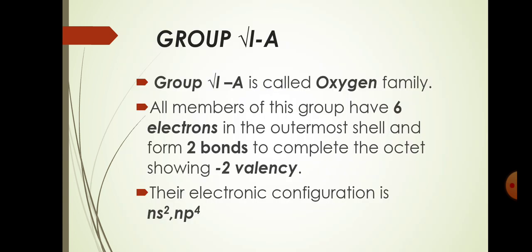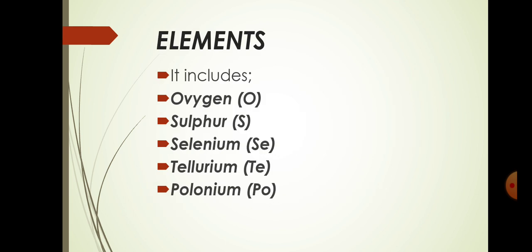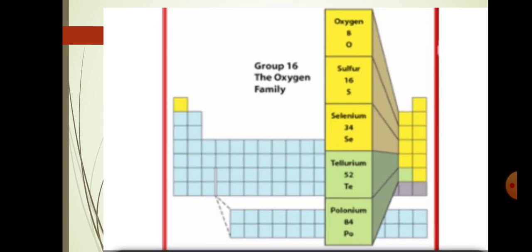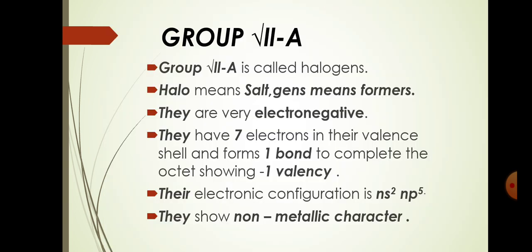Then group 6A is called the oxygen family. All the members of this group have 6 electrons in their outermost shell and form 2 bonds to complete the octet, showing the -2 valency. Group 6A means they have 6 valence electrons, and to complete their outermost shell they need 2 electrons. So that's why they form 2 bonds and show the -2 valency. -2 means that they gain 2 electrons to complete their outermost shell. The electronic configuration is ns2 np4. It includes oxygen, sulfur, selenium, tellurium, polonium. Oxygen family.